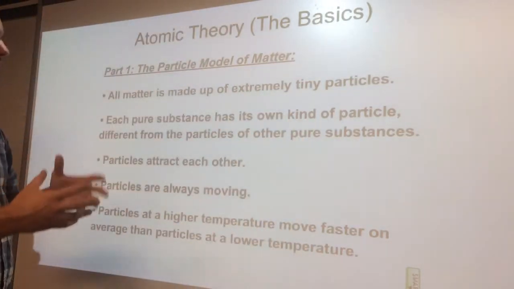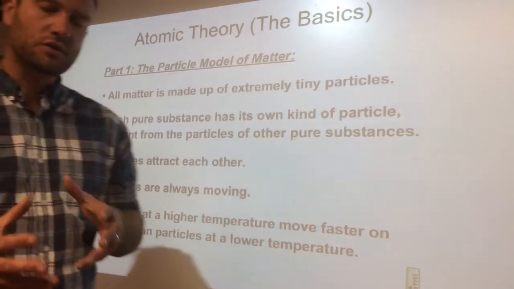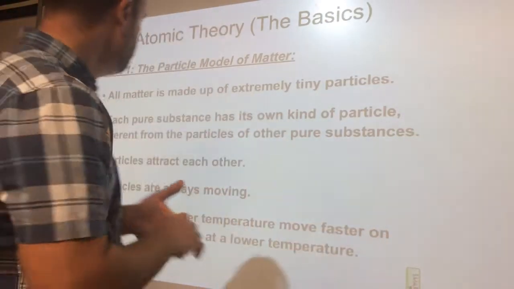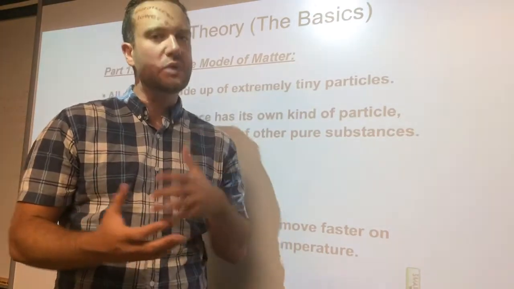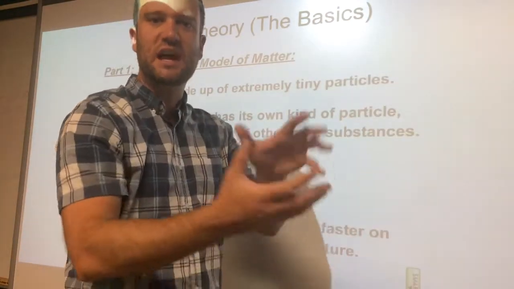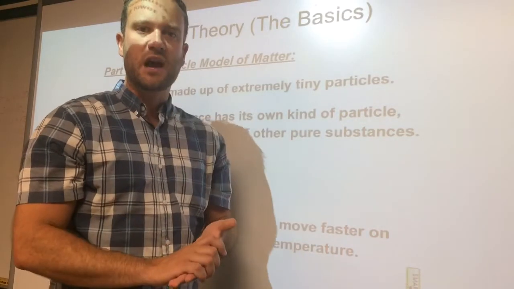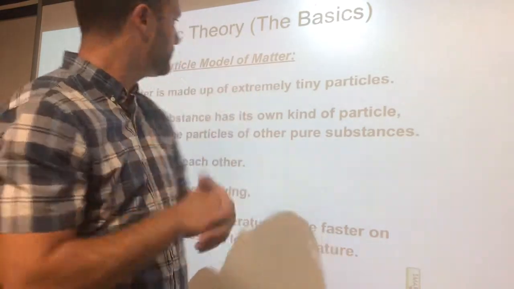There are 5 parts of the particle model of matter. Now, all matter is made up of tiny particles. Okay, now we know this is leaning towards atoms and elements, but for right now, we're just going to say all matter is made up of tiny particles.